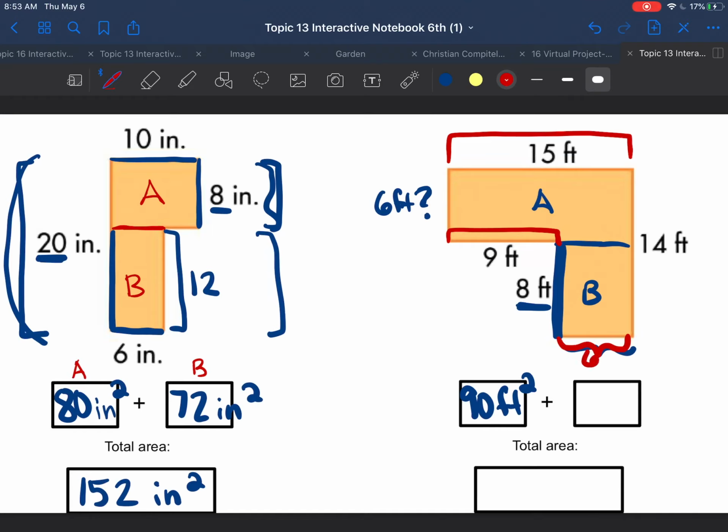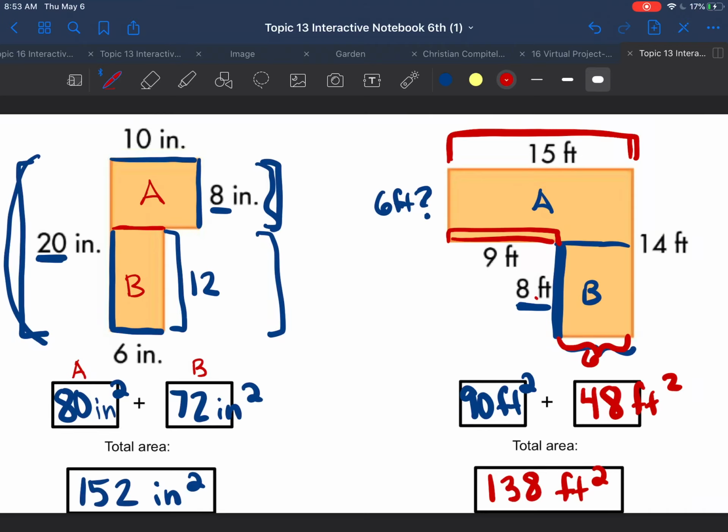And that makes sense because 6 plus 9 would give you the whole thing of 15. So we have 8 times 6 for this area B to get 48 feet squared. And what you're going to do is add them together. 90 plus 48, and you'll get 138 feet squared.